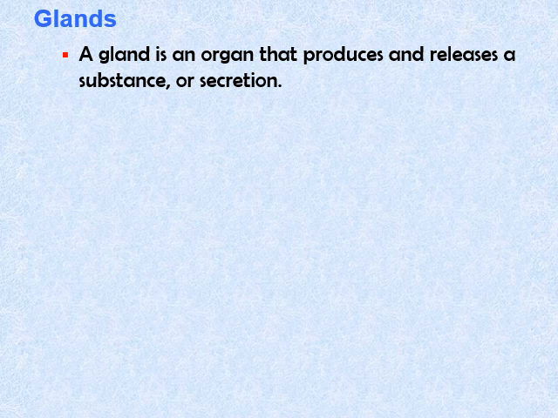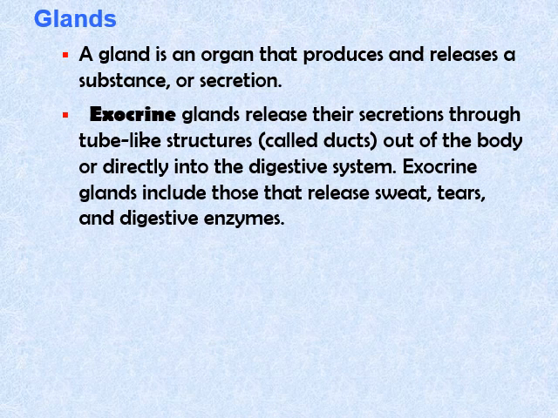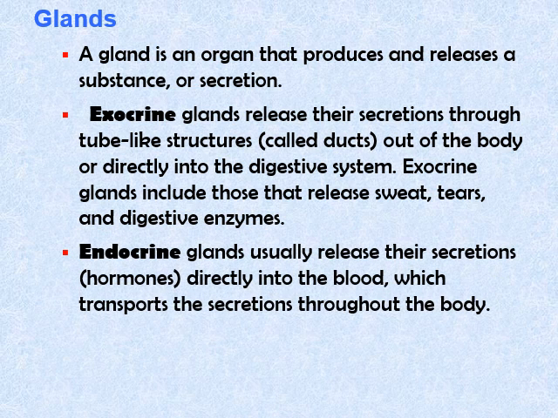Let's see what glands are. A gland is an organ that produces and releases a substance or a secretion. There are two main types of glands. These are exocrine glands and endocrine glands. Exocrine glands release their secretions through tube-like structures called ducts out of the body or directly into the digestive system. Exocrine glands include those that release sweat, tears, and digestive enzymes.